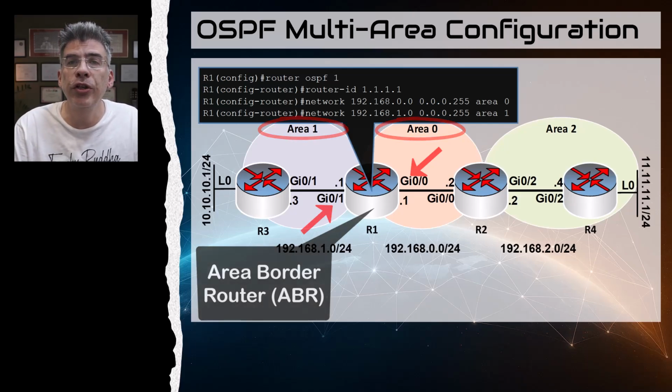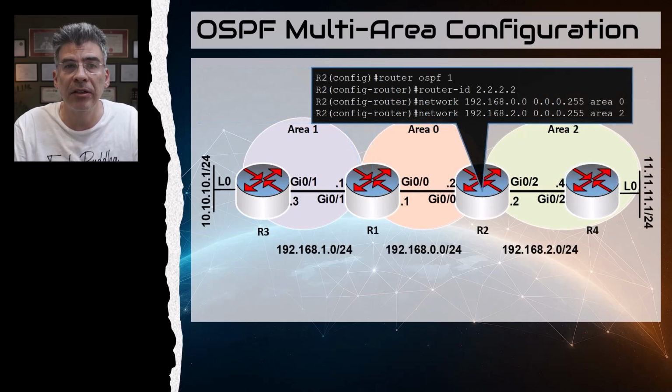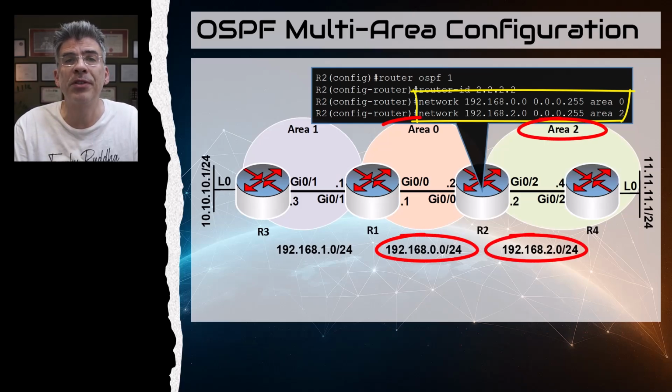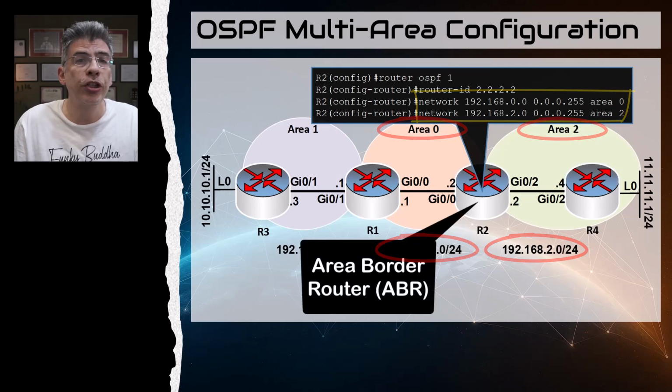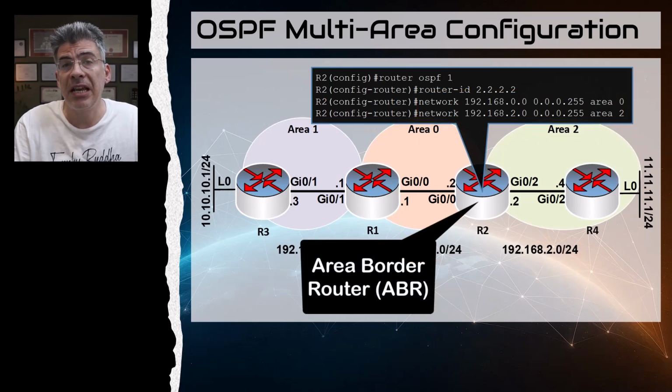Let's take a look at R2's configuration, which is similar. Here we assign a router ID, and then we issue these network commands with these network addresses and OSPF areas. Similarly, R2 becomes an ABR for the same reasons.